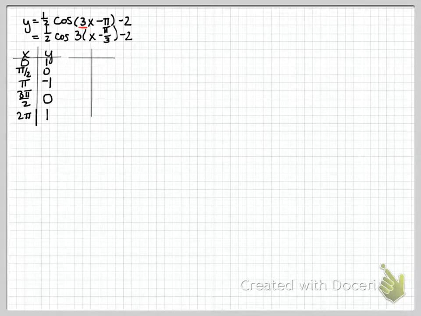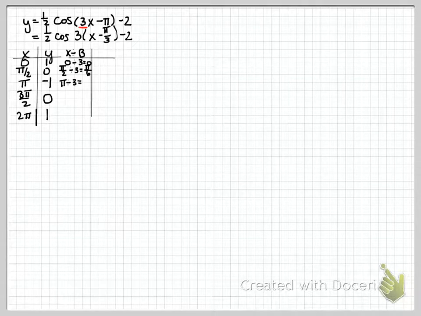So 0 divided by 3 is still 0. Pi over 2 divided by 3. Well, dividing by 3 is the same as multiplying by 1/3, so it's pi over 2 times 1/3. That's going to be pi over 6. Pi divided by 3 is going to be pi over 3. Three pi over 2 divided by 3 is going to become 3 pi over 6.